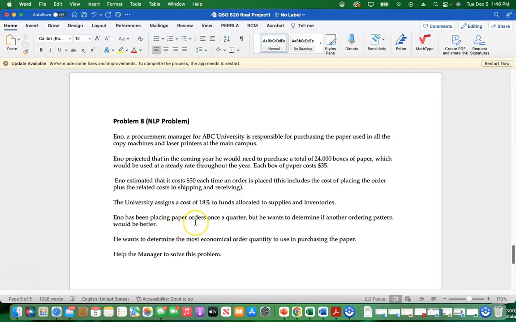He has been placing paper orders once a quarter, but he wants to determine if another ordering pattern will be better. He wants to determine the most economic order quantity to use in purchasing the paper. So the question is, can you help the manager to solve the problem?